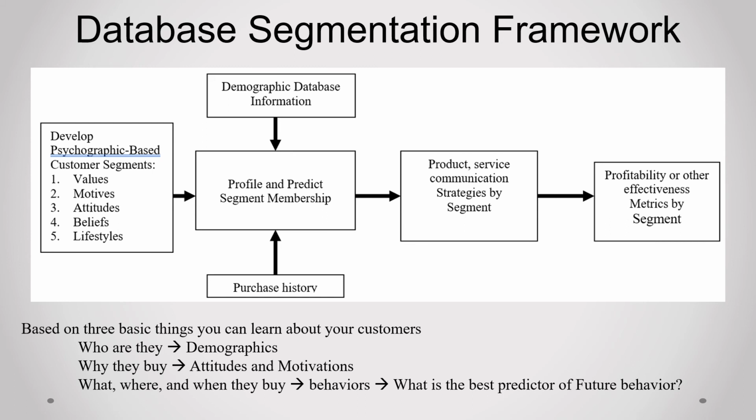So now we have demographic information, psychographic-based information, and purchase history. We then segment these groups of people. We then develop product, service, and communication strategies by segment. And hopefully we will then see how well we have done by measuring profitability or other effectiveness metrics by segment.